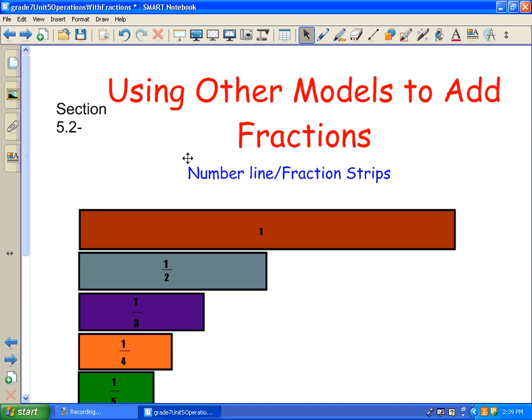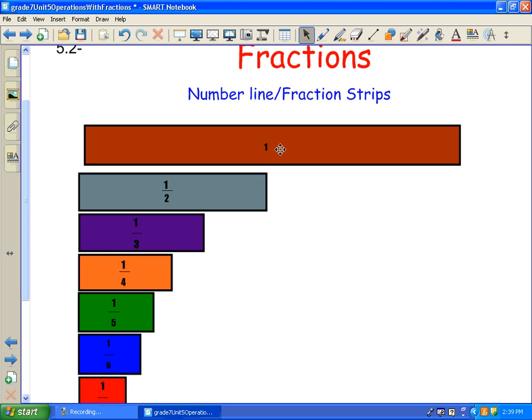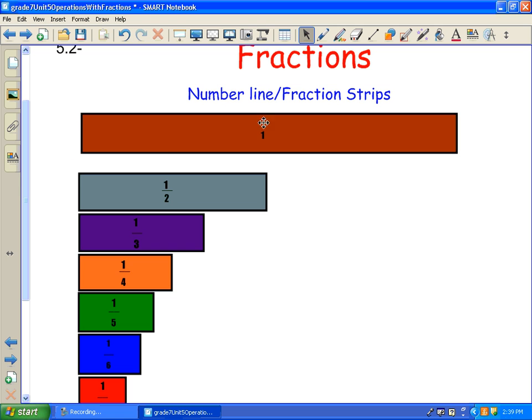Section 5.2. Using other models to add fractions. A number line and fraction strips will be the two most popular other models to use. Here we have a fraction strip. You can use strips of paper as long as they're all consistent, and in this case, one whole is represented by this line.